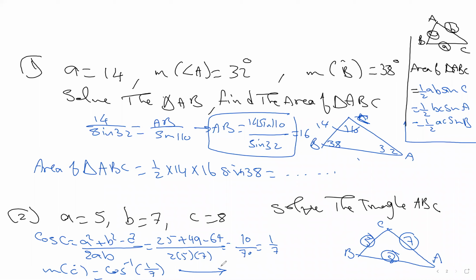And when you need to get the area of this one, the area equals half the product of the two sides, half times 5 times 7 sine, not cosine. You will get the angle and find sine C, to get the area of the triangle if the area is required in the second question. Okay. Another example.